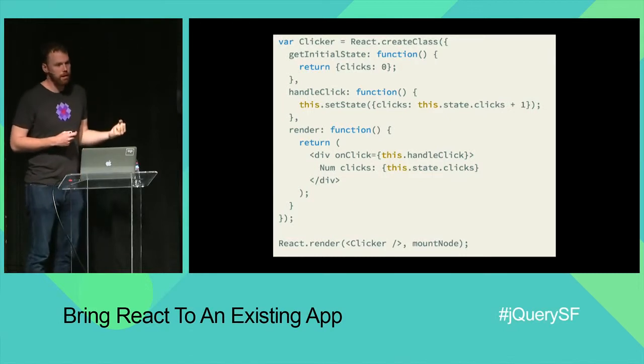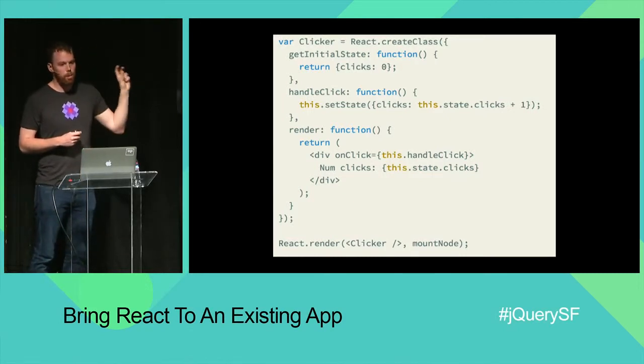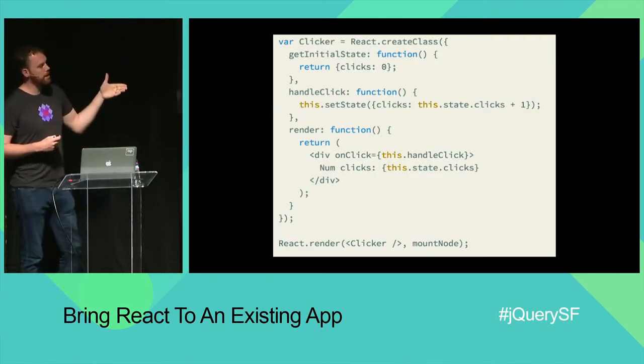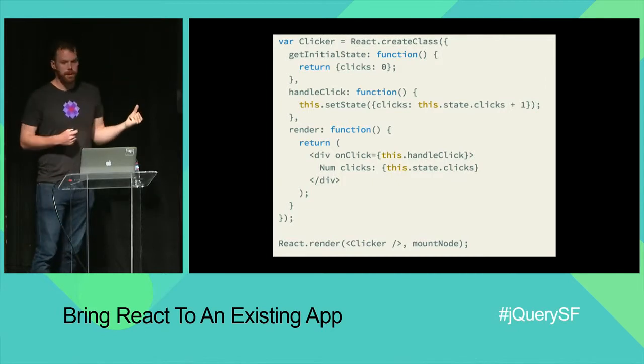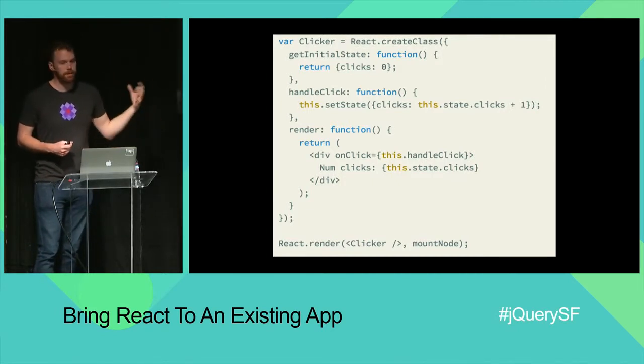But what's important here is that in no part of this code do you look up where the count of the number of clicks is rendered. There's a render method that says, hey, given this number of clicks, here's the DOM nodes I want to render. So I want to render a div with an event handler, and I want to render this text.